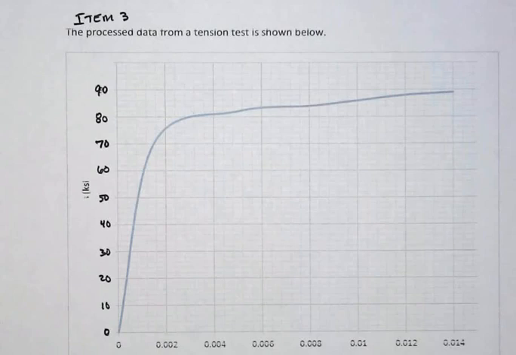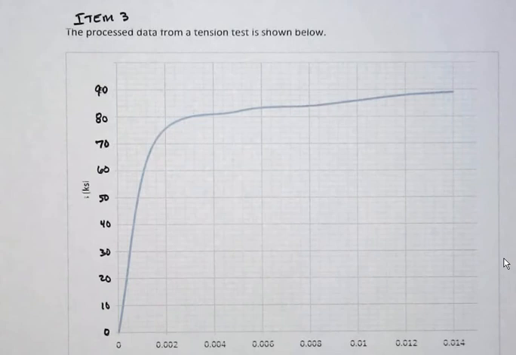In item 3, we're asked to find 3 different properties that are on this process data graph for a tension test. So we have the axial stress on the vertical axis. We've got axial strain in inch per inch along the horizontal axis. The first thing we're asked to find is the proportional limit.